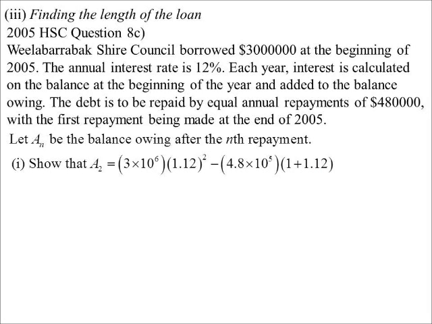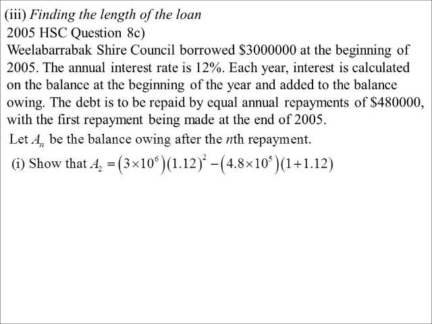This was 2005. Now, councils obviously borrow a lot of money. How many zeros there? So it's $3 million at the beginning of 2005. Interest rate, again, nicely 12 divided by 12. Each year, the interest rate is calculated on the balance at the beginning of the year, added to the balance owing. Debts to be repaid in equal instalments of $480,000, but that's an annual repayment.